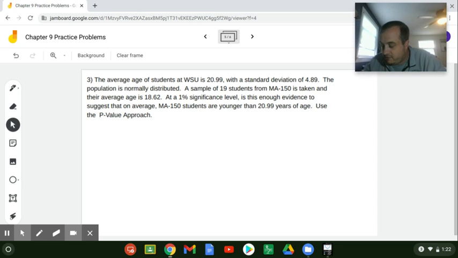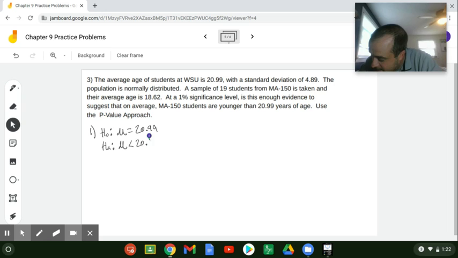Okay, so even though we're using the p-value approach here, we're still starting off the same. Our null hypothesis, mu would be equal to 20.99. Our alternative hypothesis, we want to know younger, so it means that mu would be less than 20.99. My alpha level here now would be 0.01.